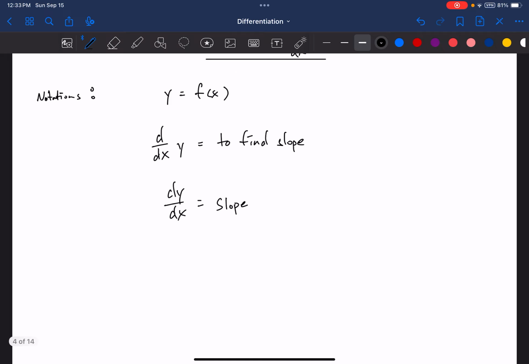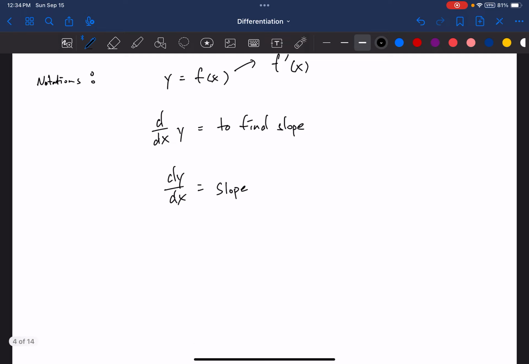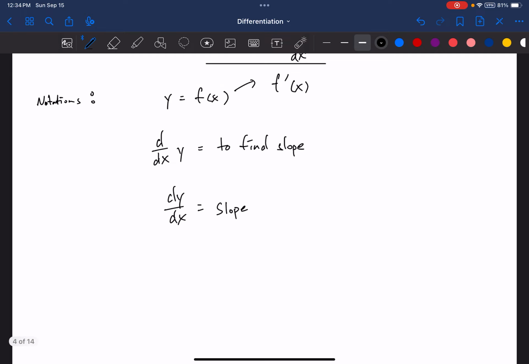And then if I want to find the dy dx but using a function, it will just be a dash here, an apostrophe. It's called dash. And that is the basic notation. Am I missing anything? No, I will talk about that later.